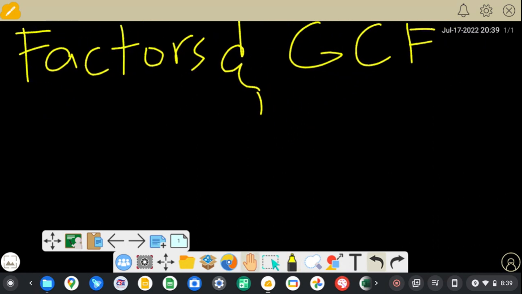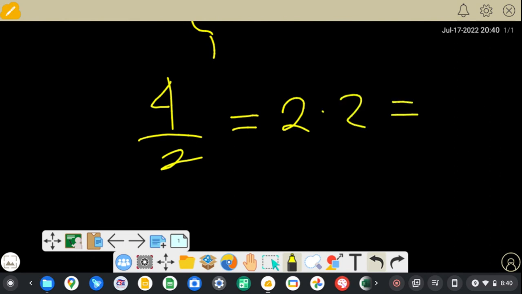A factor is a number that divides another number, leaving no remainder. For example, if we have 4 right here, if we are going to divide it by 2, we will get 2 as the quotient. So when we multiply it by 2, we will get 4, right? So this right here, 2, is a factor of 4.